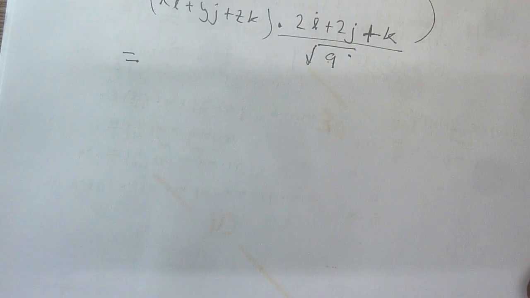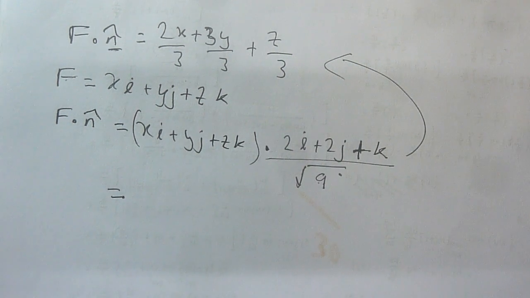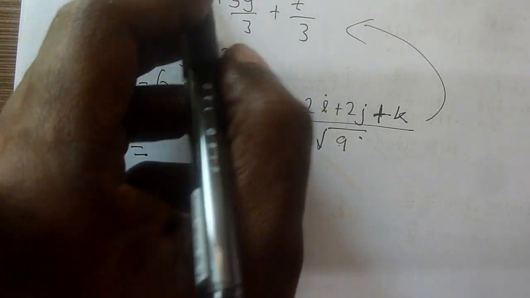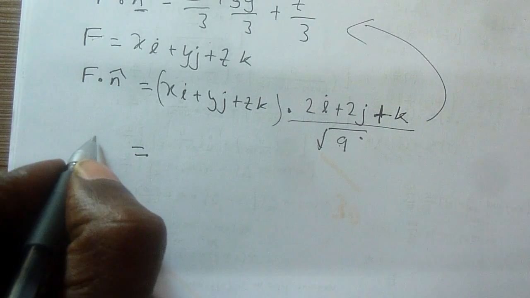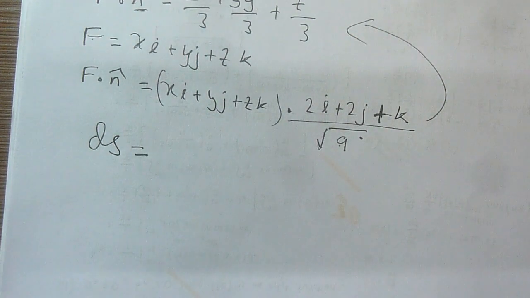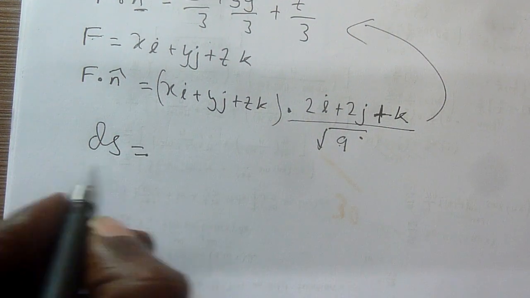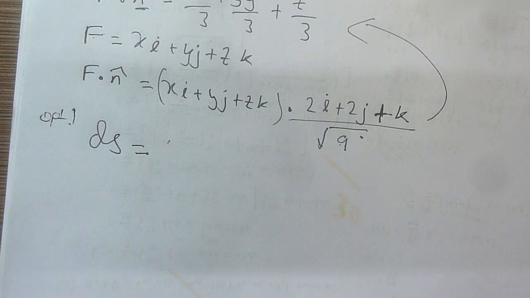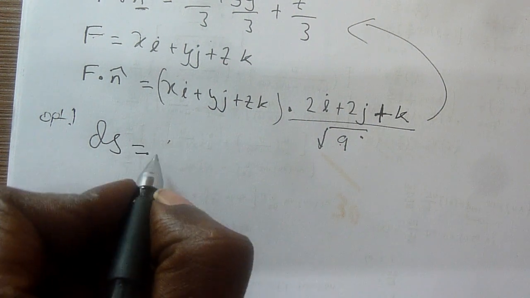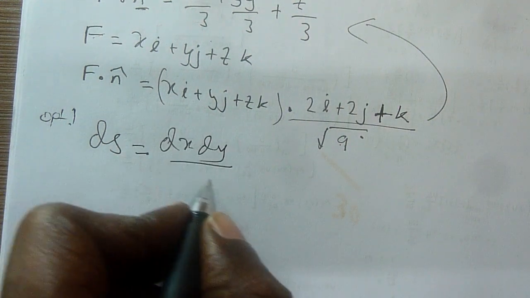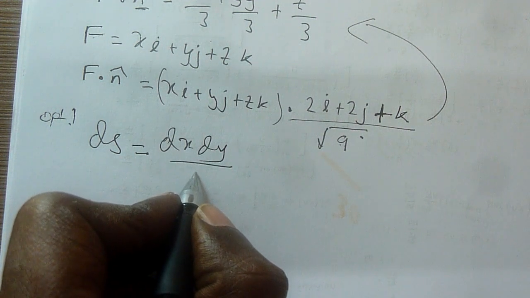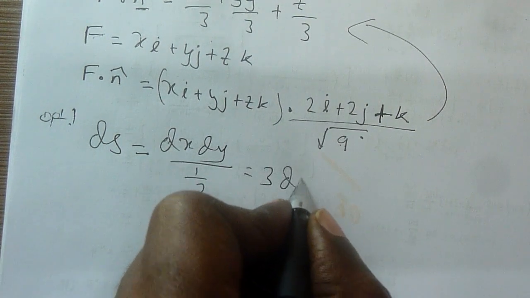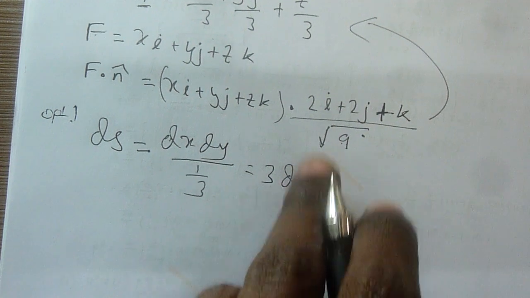Okay, I hope that you can follow this. Now we're going to combine together dS and this thing. Since we know the dS that we're going to use here, I choose option 1. You don't need to mention anything, just follow, because as long as you can give the clarity, I can say dx dy is a 1/3. That means it's a 3 dx dy. That's it. Just go and insert inside.